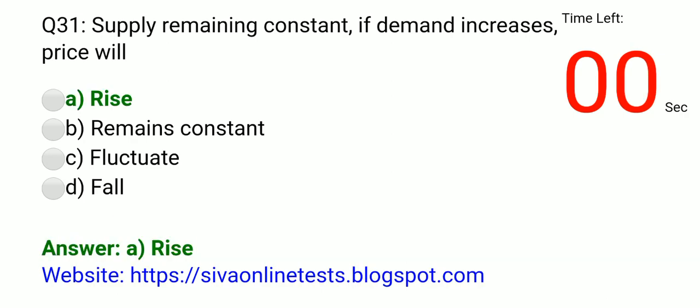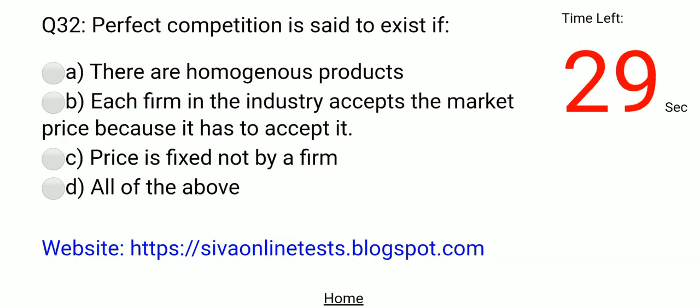Answer. A. Rise. Question 32. Perfect competition is said to exist if. Options. A. There are homogeneous products. B. Each firm in the industry accepts the market price because it has to accept it. C. Price is fixed not by a firm. D. All of the above.